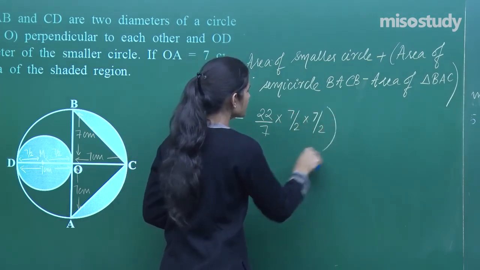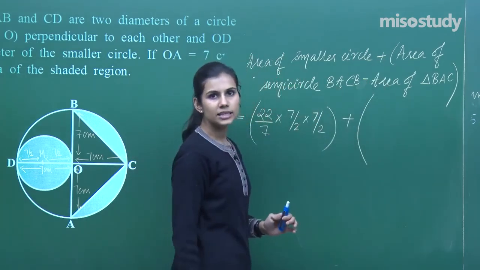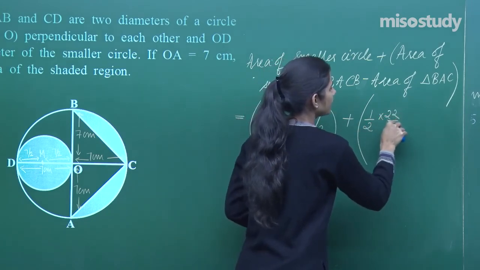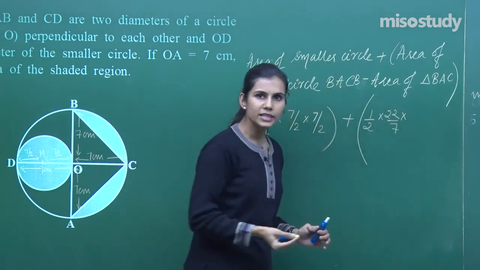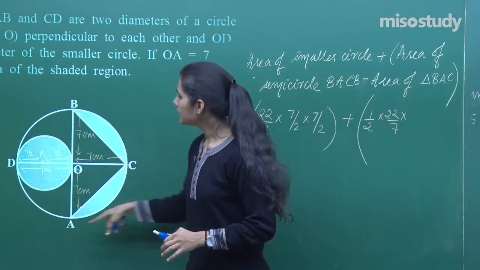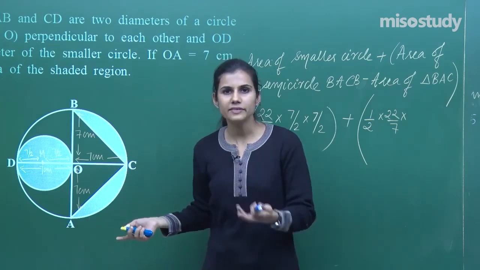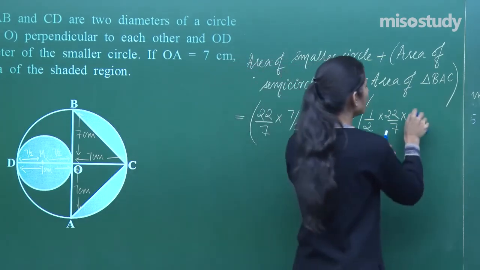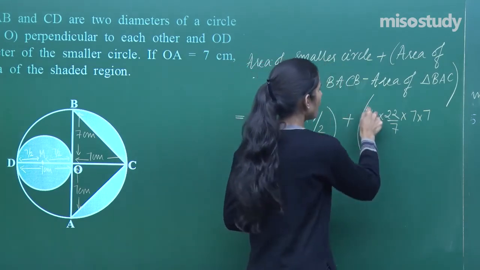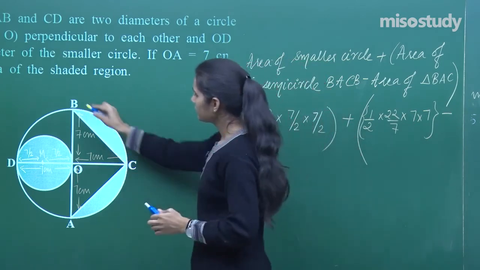This is the area of the smaller circle plus area of the semicircle, which is half of pi r square. Now what is the radius to be used? BACB is a semicircle of the larger circle, so its radius will be used, which is 7 centimeters. So half of pi r square is the area of the semicircle. From this area, you remove the area of the triangle BAC.